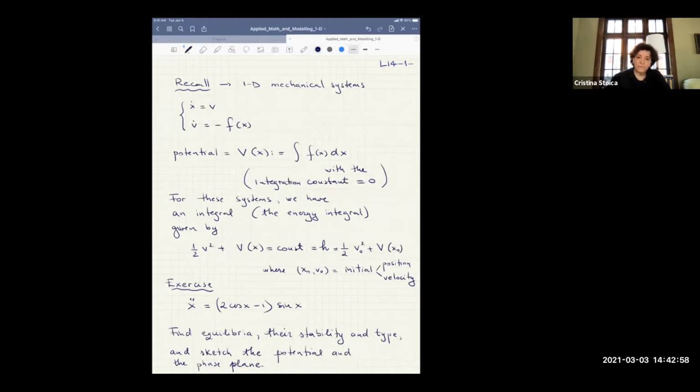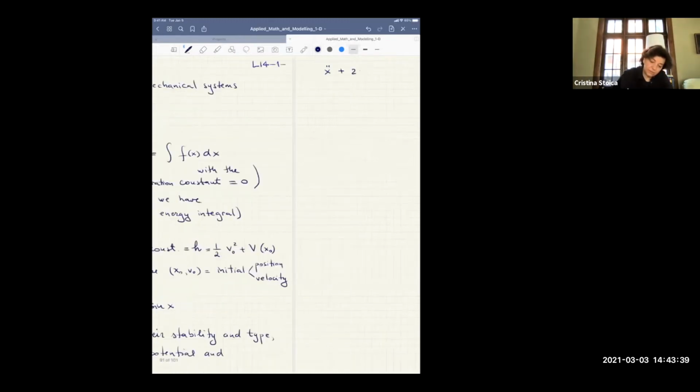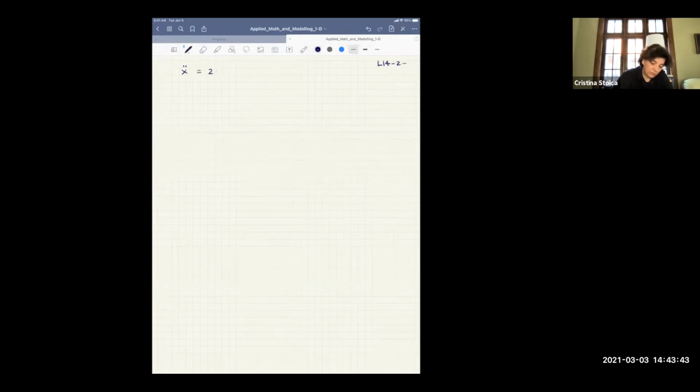I'm going to flip the page and rewrite this as a system. So it looks like this. The original one was, you don't have to do anything, I'll write the second order one again, because I like to have it anyhow. So x double dot is 2 cos x minus 1 times sine x.